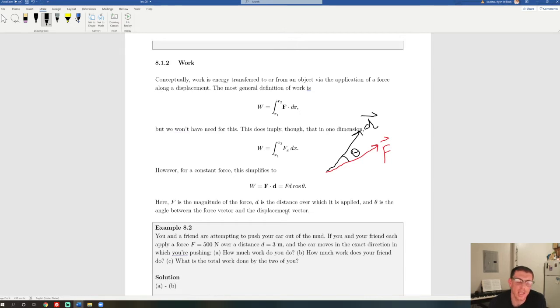Not all the time, because remember, we can compute dot products just component by component, but the approach that we'll take sort of depends on how the force and displacement vectors are given to us, right? And so there's that. Let me just clear this.